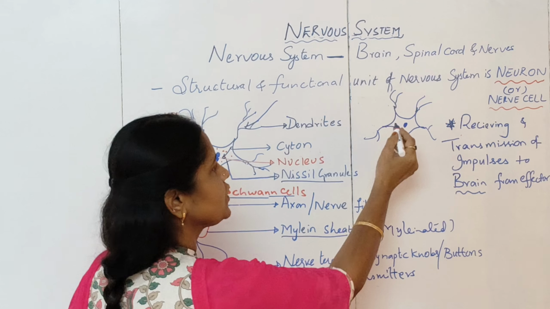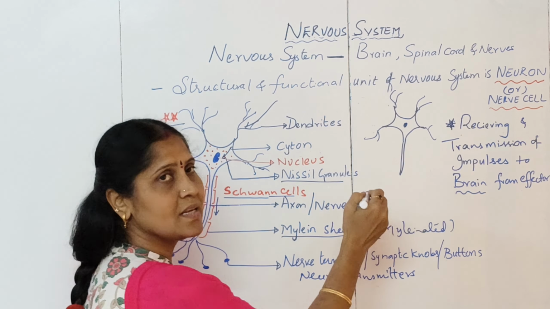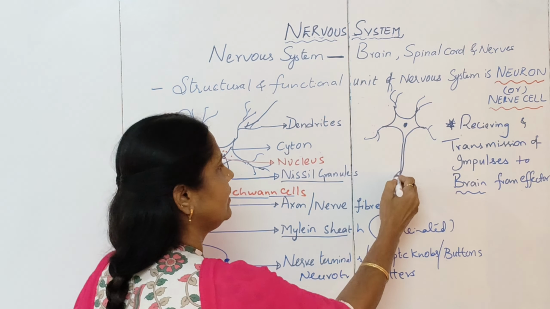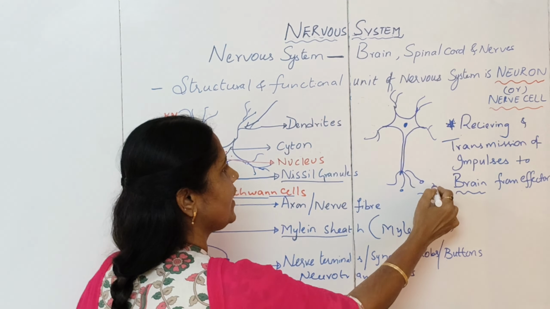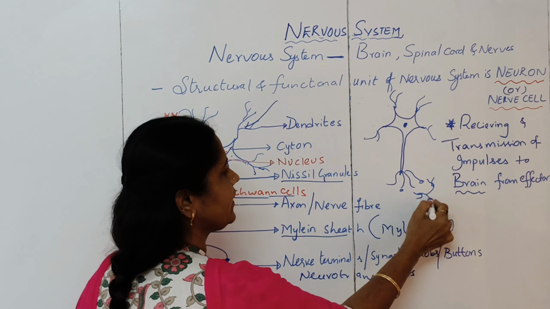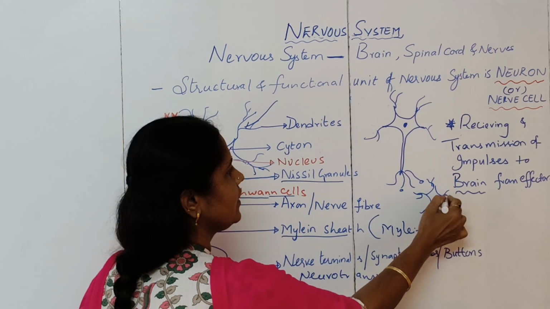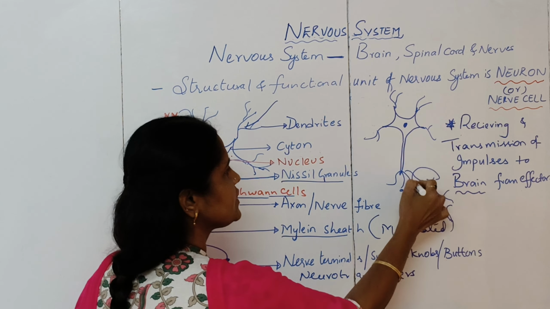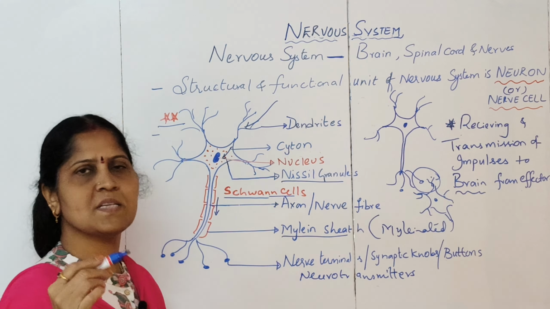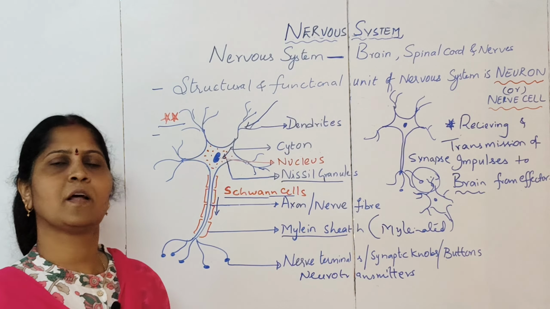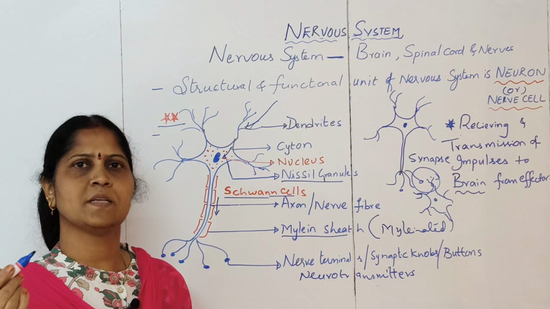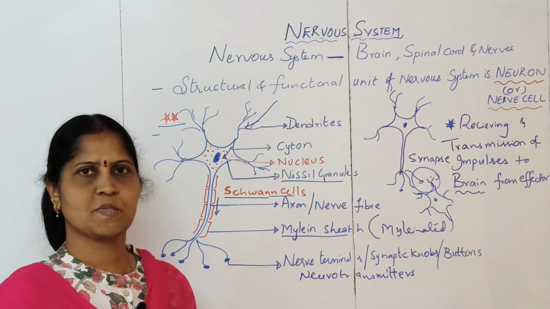And so one nerve cell is connected to another nerve cell, and the point of contact between two nerve cells is what is called the synapse. So the dendrites of another nerve cell is here. This point of contact between two nerve cells is what is called the synapse. It is called a synapse because the nerve terminals are helping in establishing the contact. They are called the synaptic knobs.